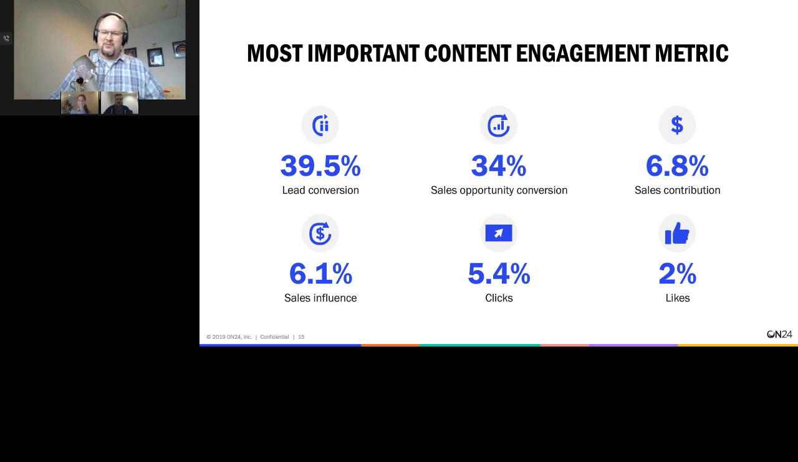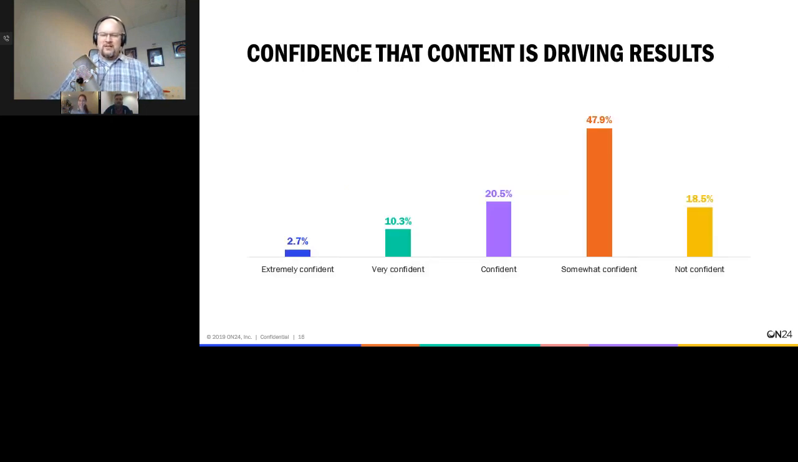All right. Confidence that content is driving results. This is a question that we did not ask 2 years ago, but we wanted to ask it now to establish a benchmark. Somewhat confident was kind of the answer here, right? Half of the people are like, I think I'm generating good content, but I don't necessarily have the ability to measure that. And this is another gap, Tessa, that we see when you've got content done in silos, when you've got content and engagement that doesn't tie back into your CRM, that doesn't inform the rest of the organization on what they should do.